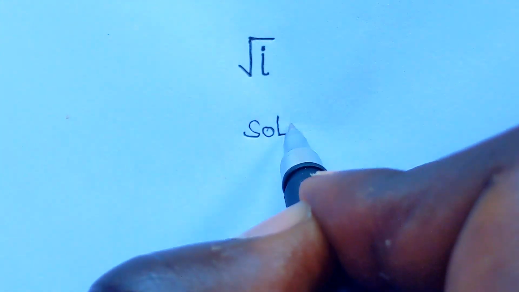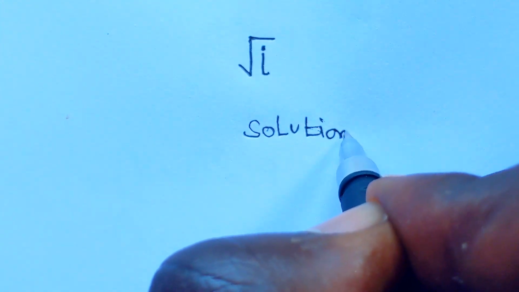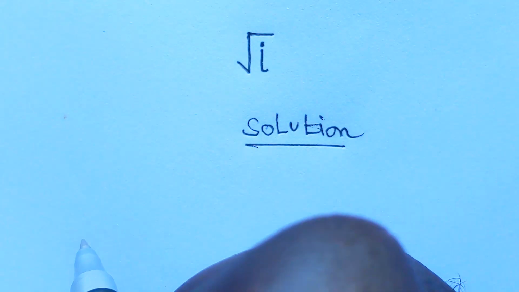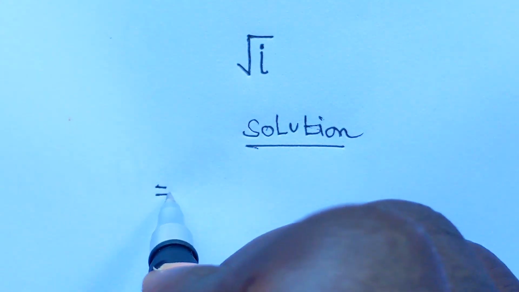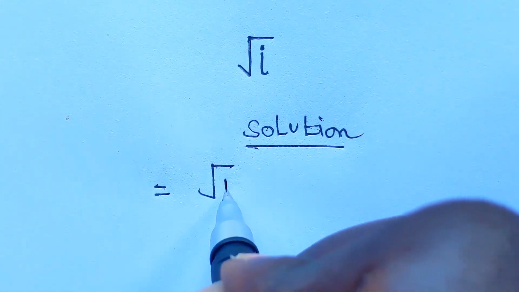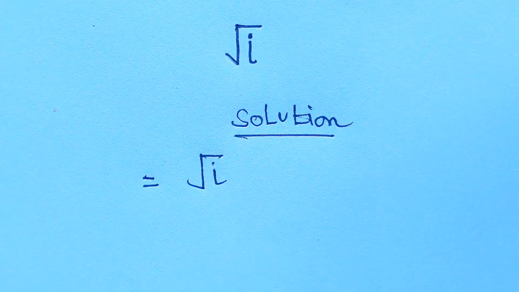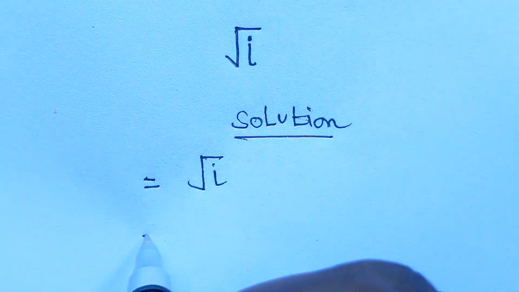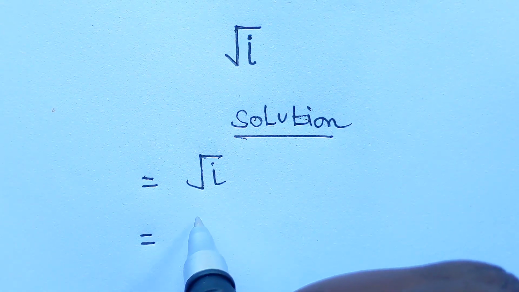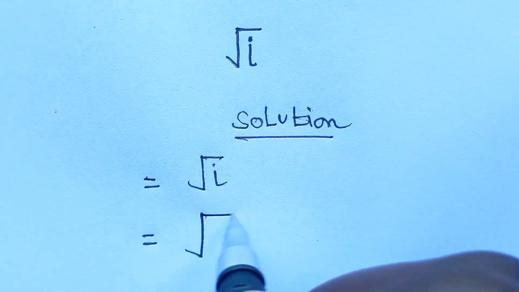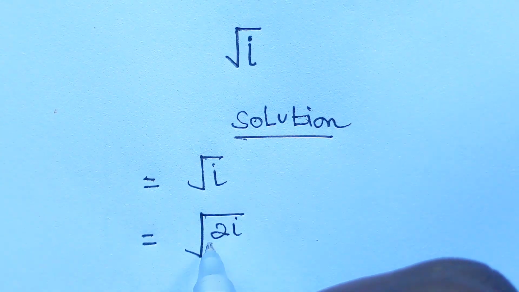Solution: of course here we have to copy what we have, equal to square root of i, and here we say this i can be written as square root of 2i over 2.